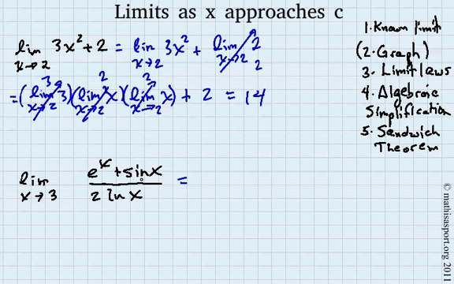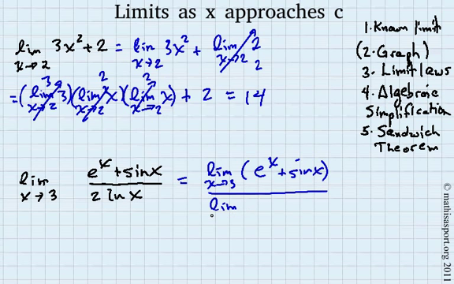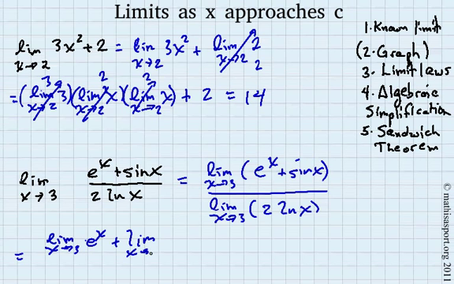Let's try this one as well, just to emphasize the point. This we could break down first using the quotient limit law. Limit as x approaches 3 of the quantity e to the x plus sine x over a separate limit as x approaches 3 of 2 ln x. That we will further break down. We'll use the sum limit law here. We'll use the product limit law here. And so we get ultimately limit as x approaches 3 of e to the x plus limit x approaches 3 of sine x all over the limit, I won't write x approaches 3 just because I ran out of space, of 2 multiplied by that same limit as x approaches 3 of ln x.